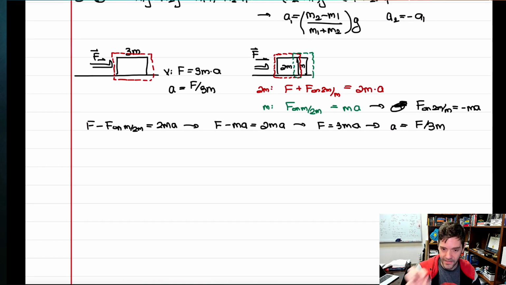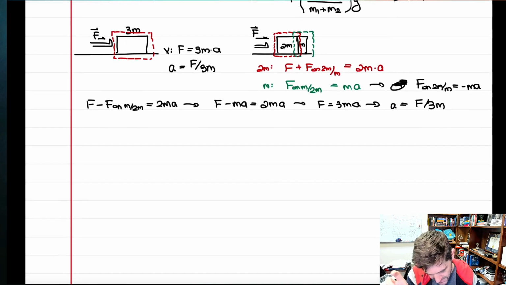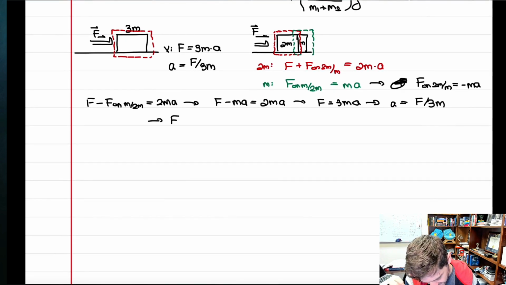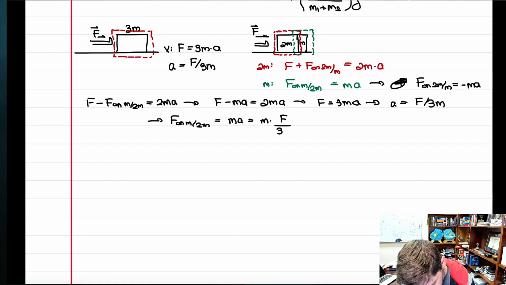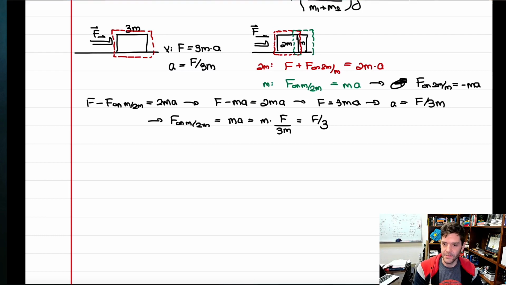But if you analyze each individual part of the box, clearly they are meaningful. For example, this then allows us to write down that the force on M from 2M, which we said was M times A, but we just said that A is F divided by 3M, so this force is then F divided by 3. The force going on in between the two boxes has a value of F from the hand divided by 3.